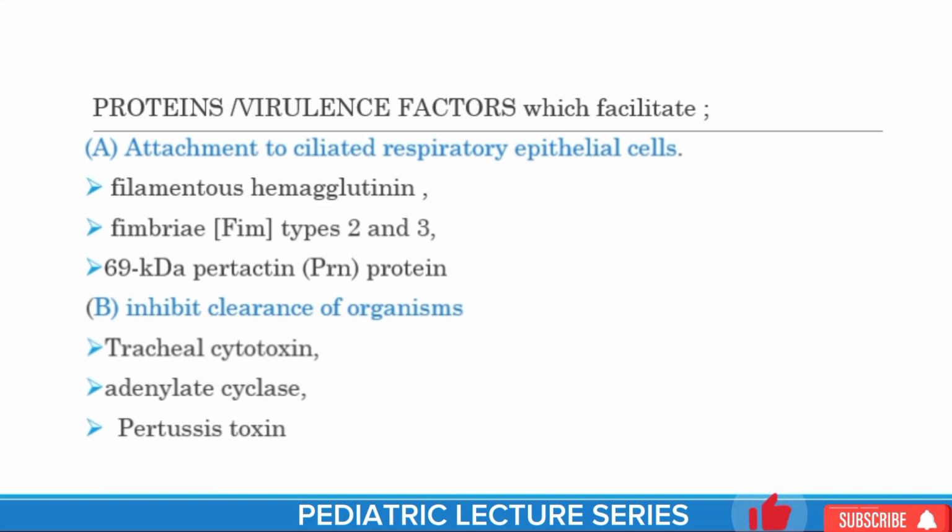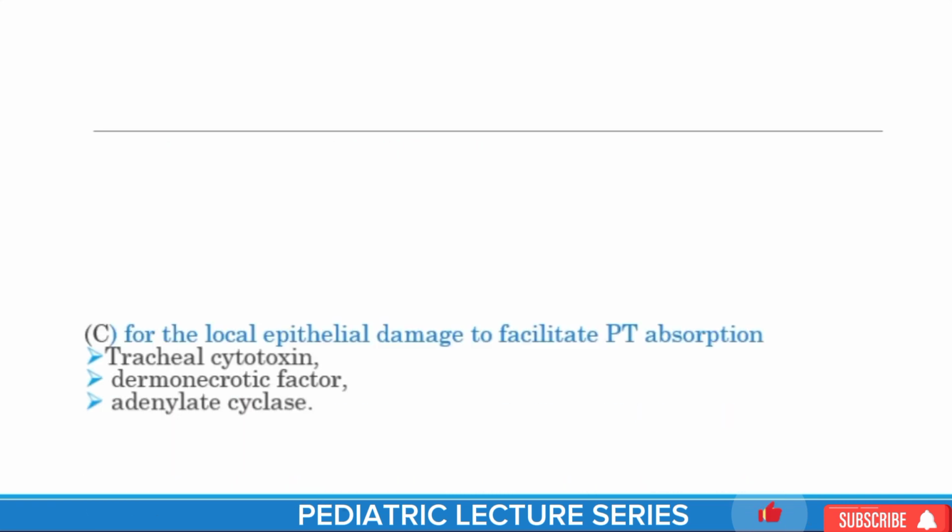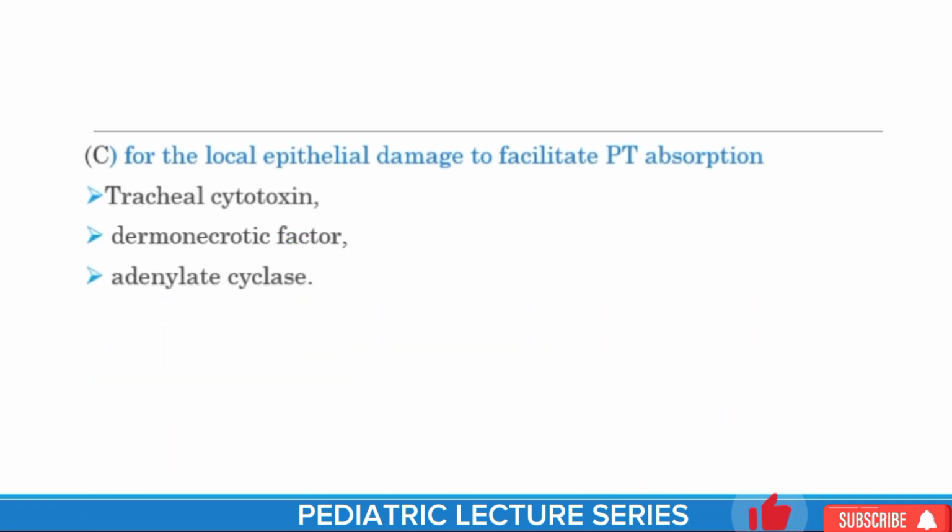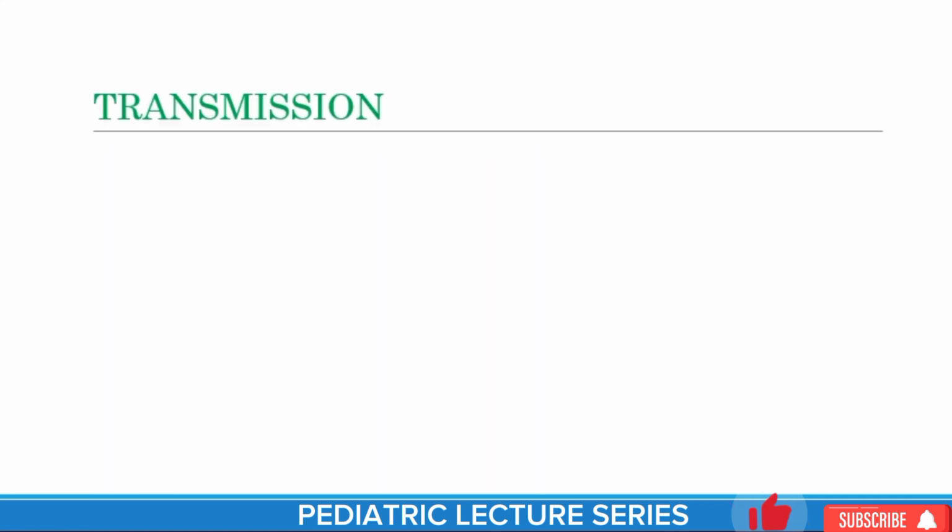Now it has attached. An individual has failed to clear this organism. What happens next? Now, what happens is local epithelial damage. So they damage the epithelia. The proteins responsible for damage of the epithelia are the tracheal cytotoxin, the dermonecrotic toxin, and adenylate cyclase. Hence, after damaging, you have easy penetration or absorption of the pertussis toxin.